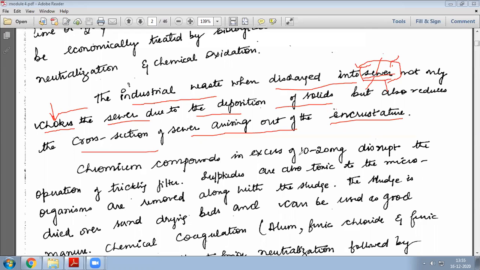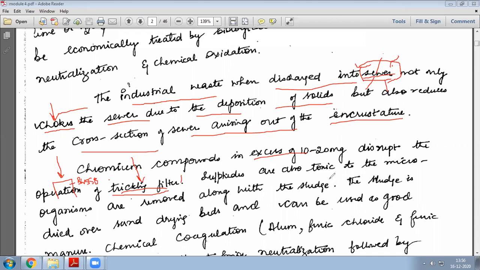Next, chromium compounds in excess of this range disturb the operation of the trickling filter. If chromium from industrial waste comes directly to a normal treatment plant like a sewage treatment plant, what happens to these plants? They are designed to operate for specific conditions only, right? So if industrial wastewater comes in, the plant also faces some problems. Like you have already learned, trickling filters, the biological unit, also get affected if any chromium compound comes there.